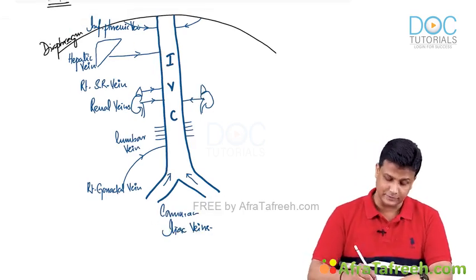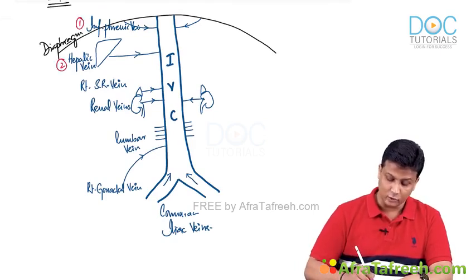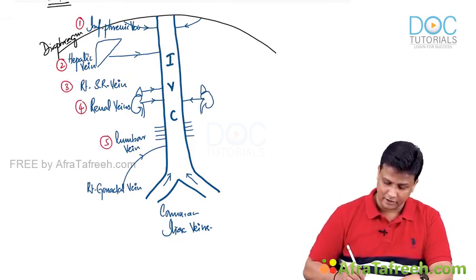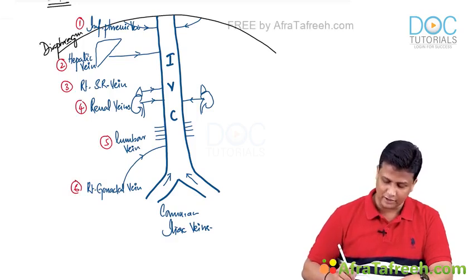Let's have a revision here. From the diaphragm, number 1, inferior phrenic vein, and from the liver, hepatic veins, and then only the right suprarenal vein, and then of course both the renal veins, and then lumbar veins, and then only the right gonadal vein, and lastly even the common iliac veins.